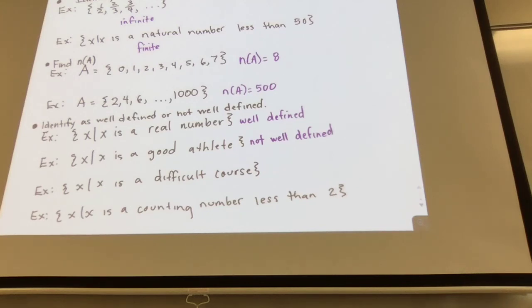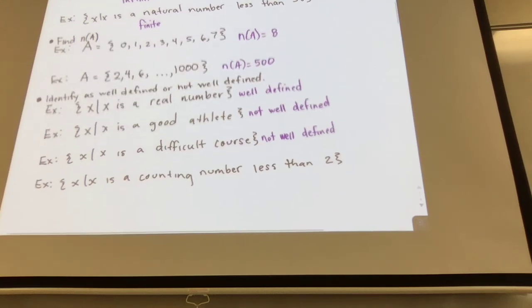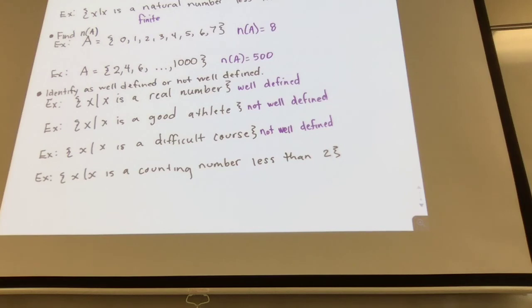The next one is the element X such that X is a difficult course. Well defined or not well defined? Not, because for some people it might be easy and other people it might be hard. So that one's not well defined either. What about X such that X is a counting number less than 2? Yep. We know exactly what it's talking about, so this is well defined.